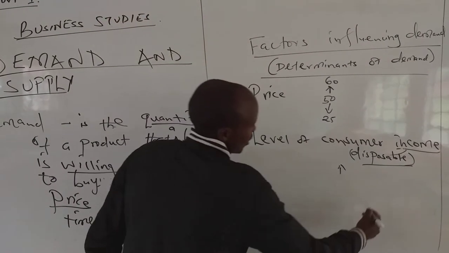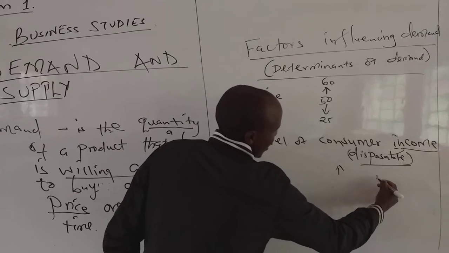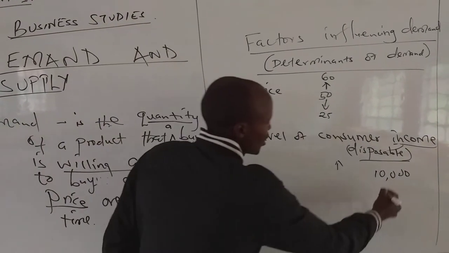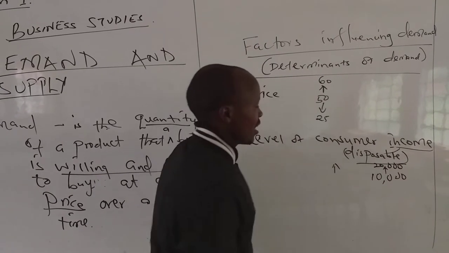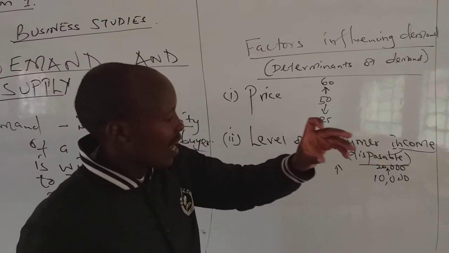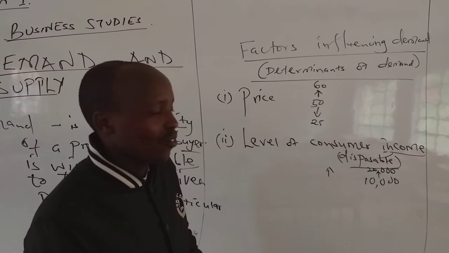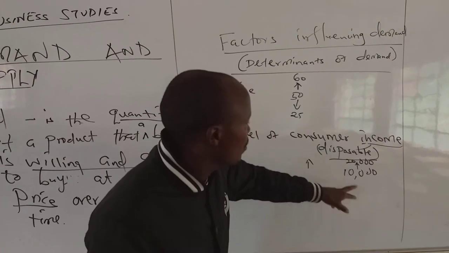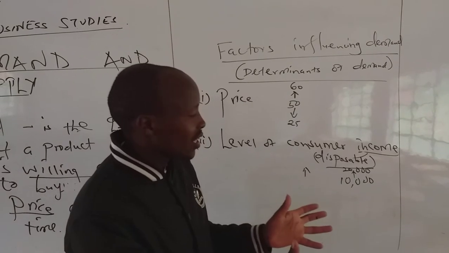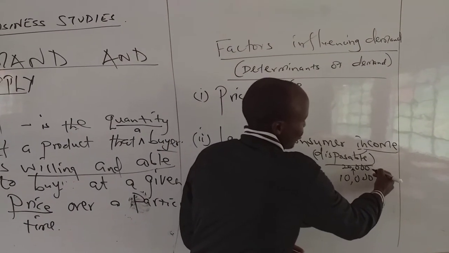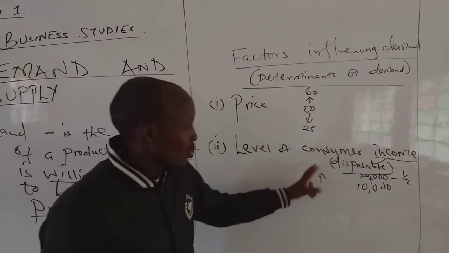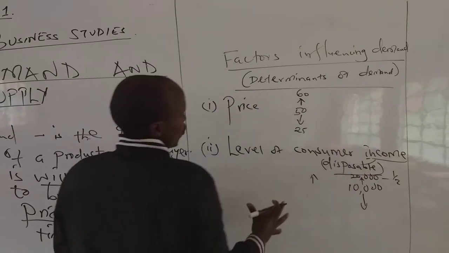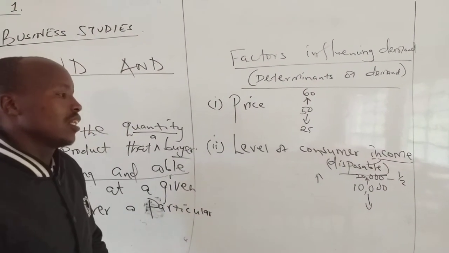Assuming that somebody at present has a disposable amount of 10,000 shillings per month. This amount increases to 20,000 shillings. If this person was consuming a quarter of meat, and of course that quarter is not enough for survival, then because his disposable income has increased, he will increase that quantity of meat from a quarter, and he can even consume a half. So when the consumer income increases, the quantity demanded will increase, and vice versa. If the consumer income is reduced, then the quantity demanded will reduce.